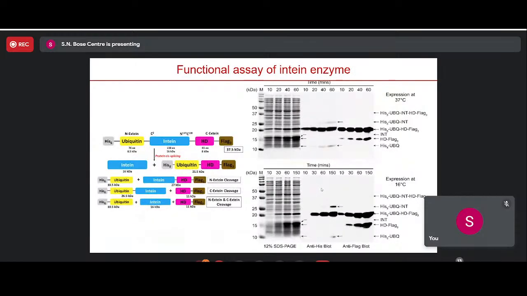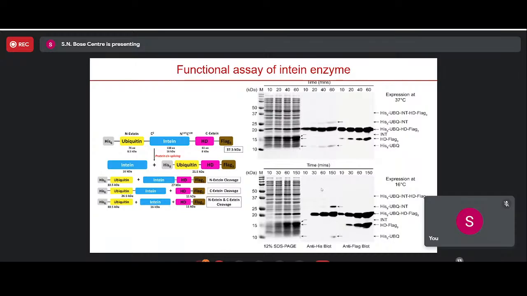This is for the wild type protein. You grow this protein in bacteria, and then you break the bacteria open and do this. This is staining by Coomassie, so we see all the proteins. This is staining by the his blot, so we are detecting these parts. This is staining by the flag tag. So we will detect the full length, this fragment, and this fragment.